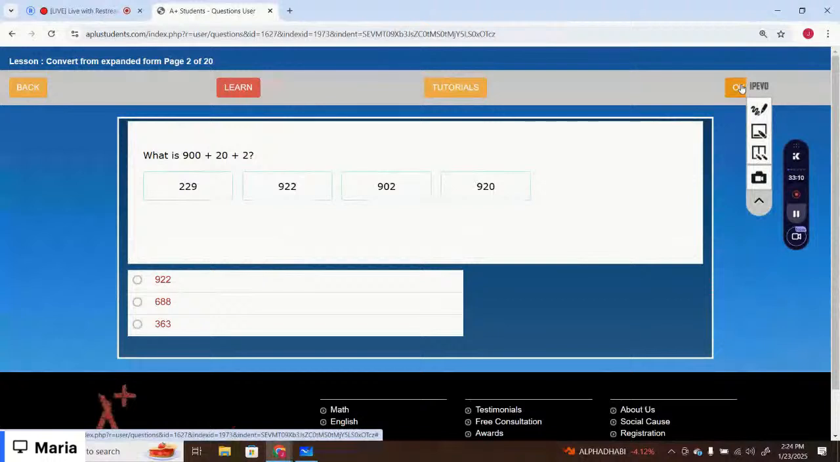What is 900 plus 20 plus 2? Which is the correct option? Option number 1 is the correct option. You can see the options here. That is 922.